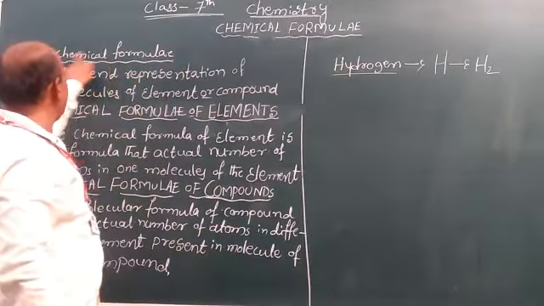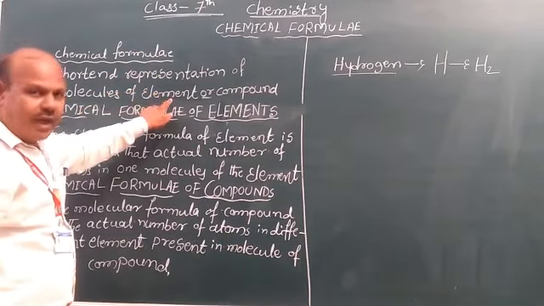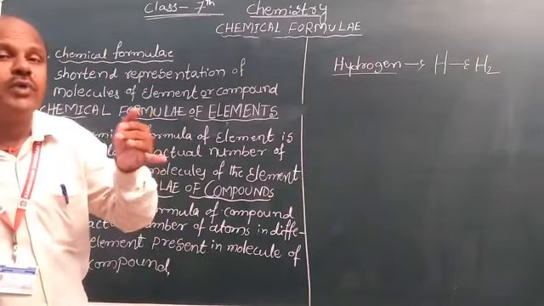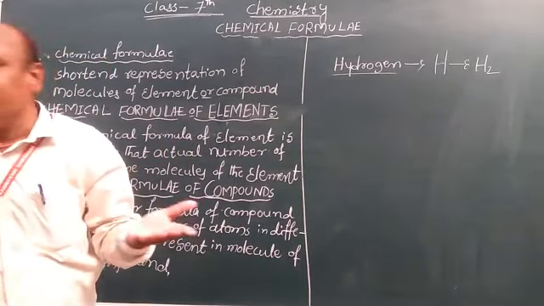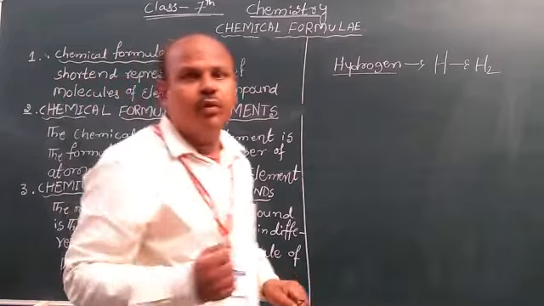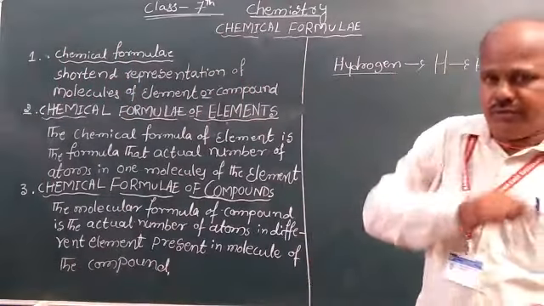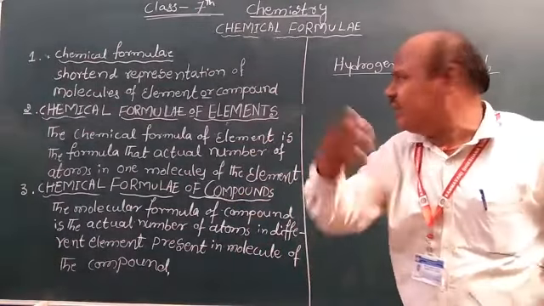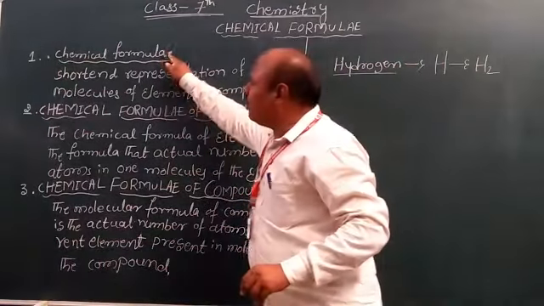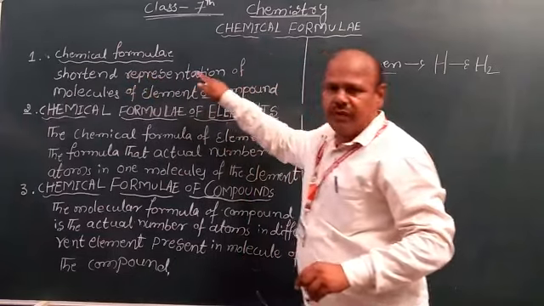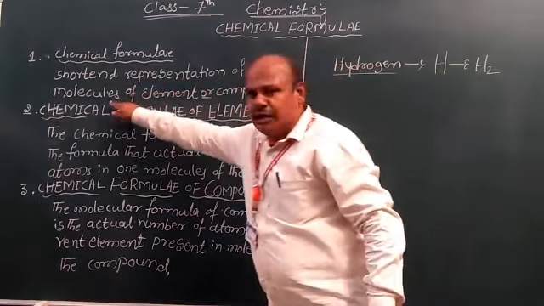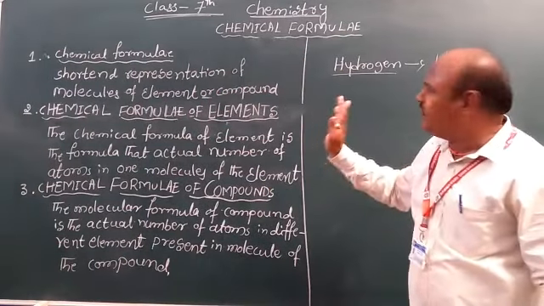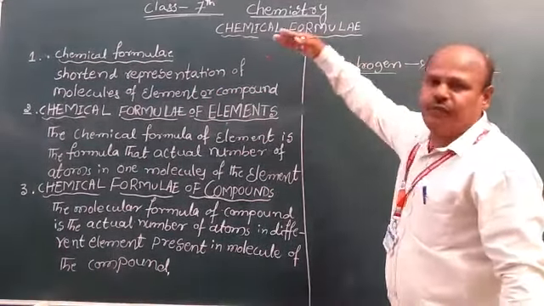In this chemical formula, for molecules of an element or compound, in that compound, how many atoms are present? How many different atoms are present? For example, water. Water is a compound. The chemical formula of water is H2O. We shall discuss it later on. The chemical formula is a shortened form of representation of a molecule of an element or compound. That is the chemical formula.